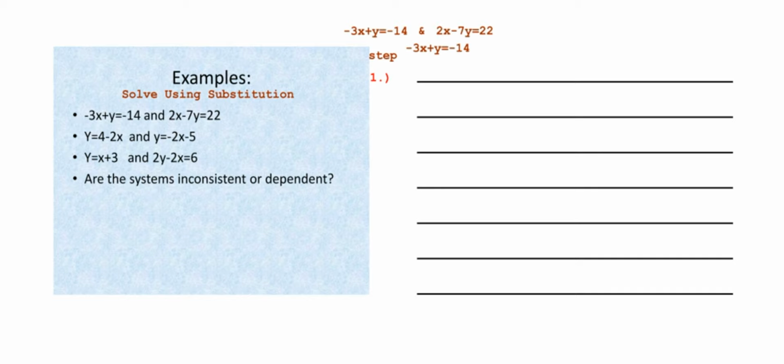Let's solve for y in this one. Negative 3x plus y equals negative 14. That's probably the easiest one because it's got no number on the y. So be aware of that. If there's no number on the y, it'll probably be one of your top choices.